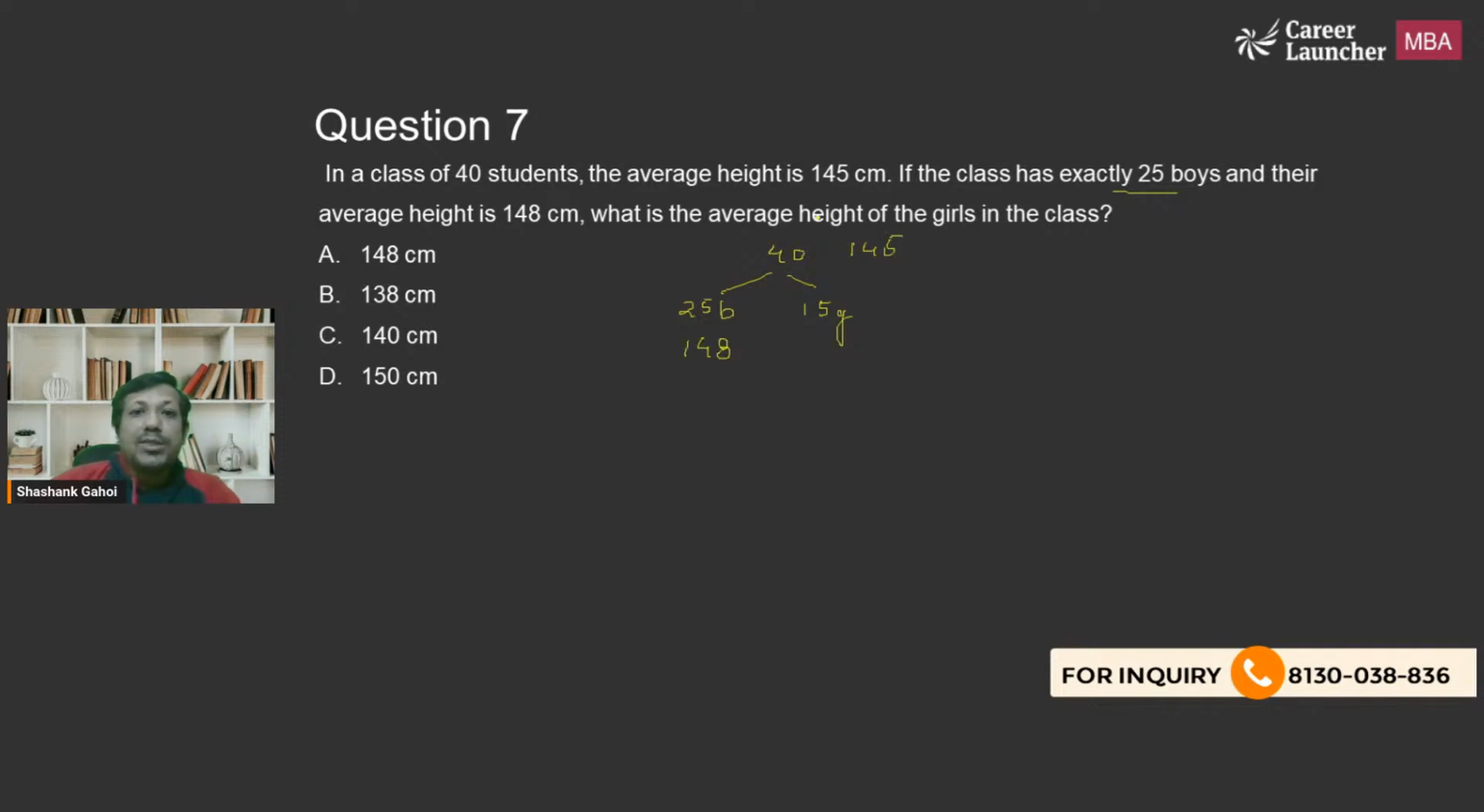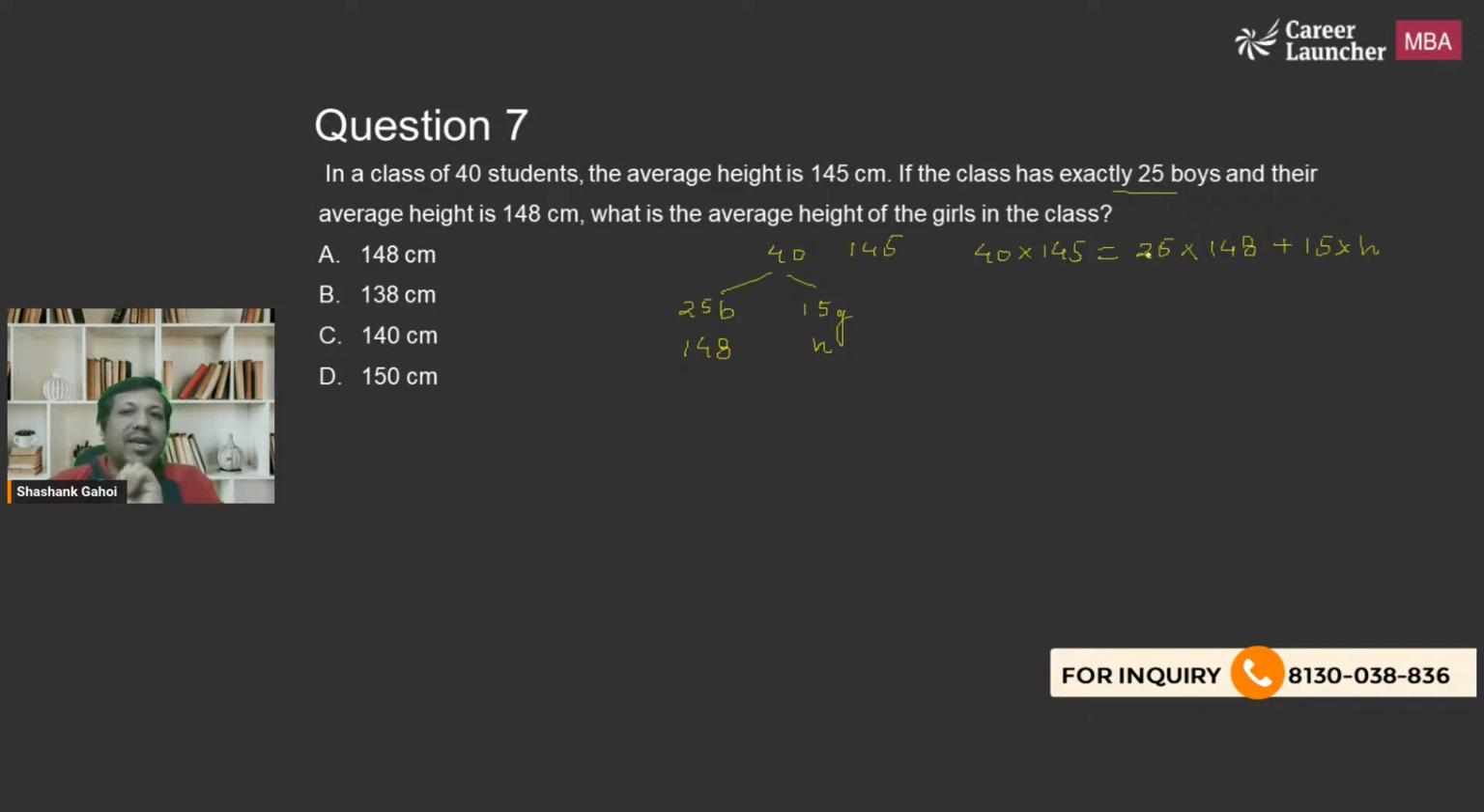So for 15 girls, what is the average height? Let's say h. What is the total height? That is going to be 40 into 145, because total is average into number of values. The total height for boys is going to be 25 into 148. For girls, the total height is 15 into h. And we can solve and get the value of h. That is one approach, right?